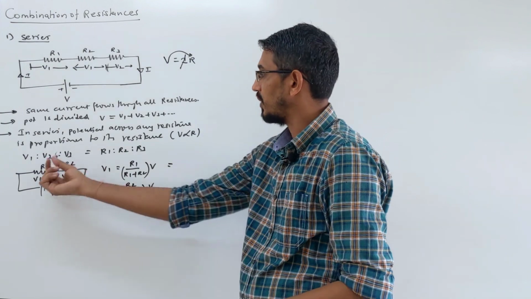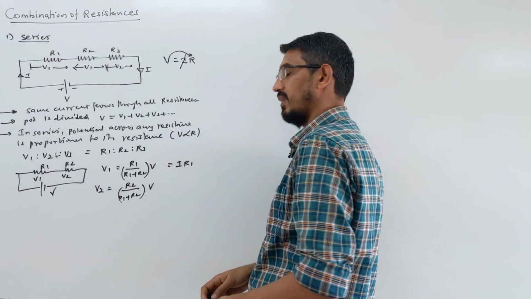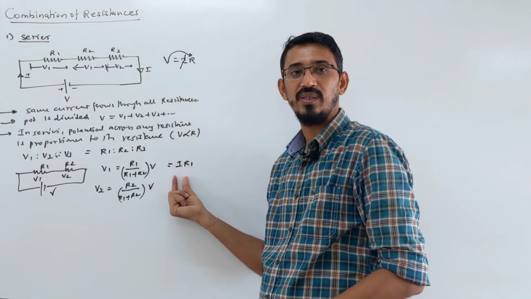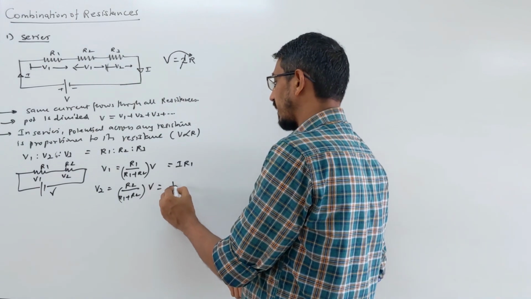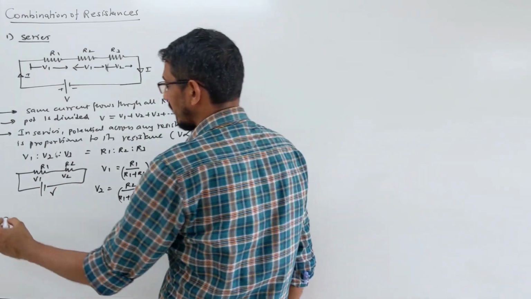Another way also we can write this. What is the potential here? Current into resistance. You can also write I into R1. Watch carefully, what is I? V by total resistance, that is the current only. Similarly this can also be written as I into R2.